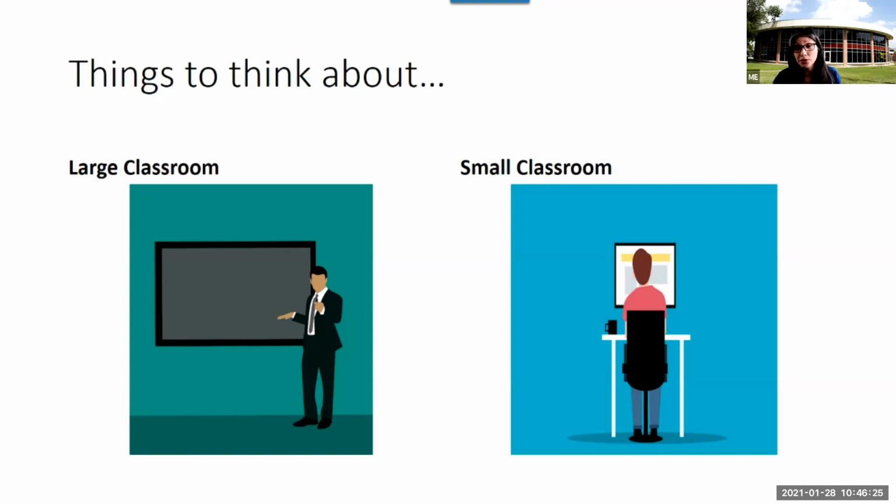If you're in a smaller classroom, it's going to be normal to see a drop in that attendance. You might be at full capacity at the start of the semester, and then by the end, you may only have a handful of people show up. That is normal.